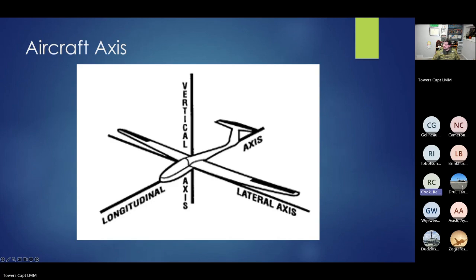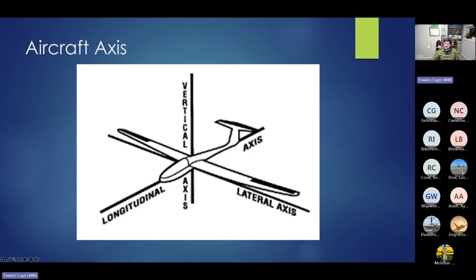There is a longitudinal roll, which is done by your elevators, or longitudinal roll, which is a roll. Yeah, and that's done with your ailerons. And then we have lateral, which is pitch. And the lateral one goes through wingtip to wingtip. Okay.